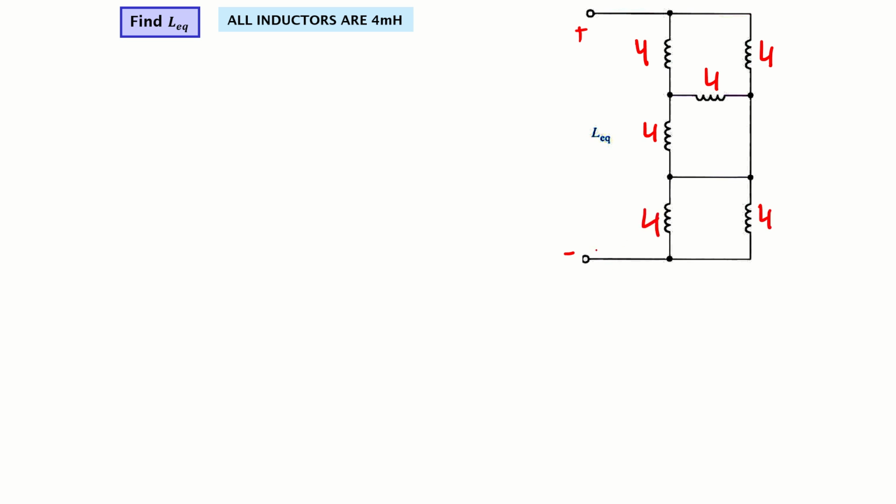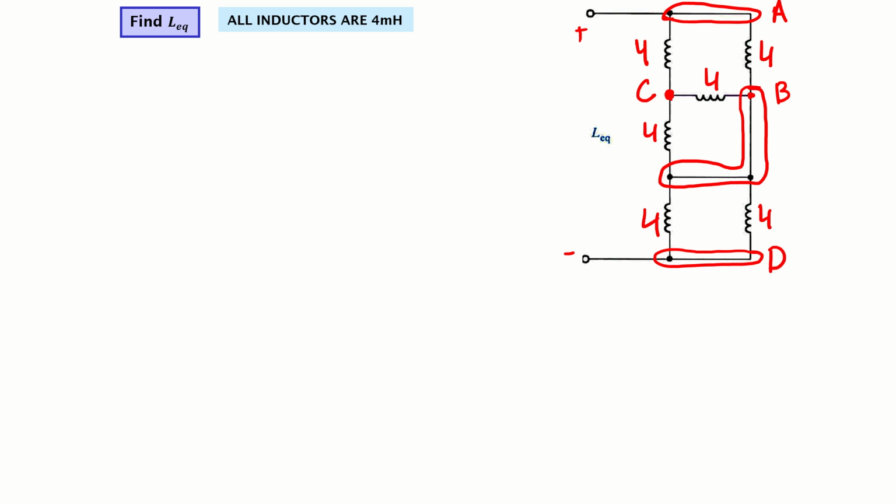The second thing is to label the nodes. This is node 1, let's call this A. This is the second node, B. But remember, this whole thing is the same node, just a straight line. Then we have this node, which is C, and then this last node, which is D.